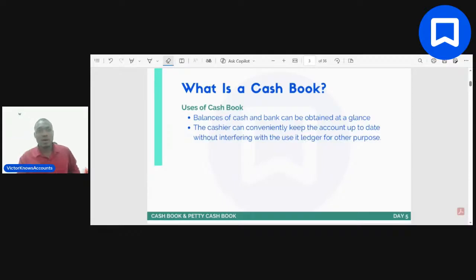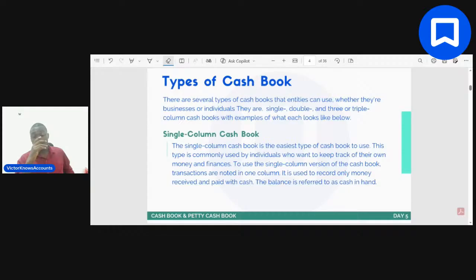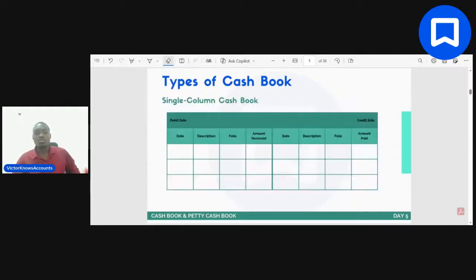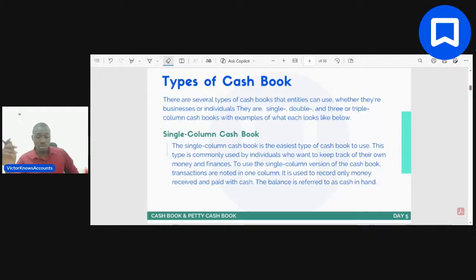All right. Now let's move on to types of cash book. Now you must know that we have various types of cash book, and I'm going to show you a format of a cash book, of course. Don't worry.